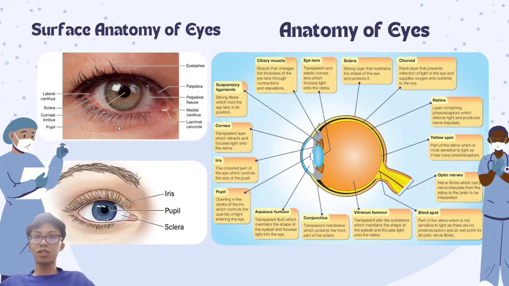And the retina, which is the most important part of the eye, contains the photoreceptors which detect light and produce nerve impulses. Then we have the yellow spot, part of the retina, which is the most sensitive to light. Then we have the blind spot, which has no photoreceptors, and it is the exit point for all the optic nerve fibers. And lastly, we have the optic nerve and also vitreous humor, which is the transparent jelly-like substance which maintains the shape of the eyeballs.